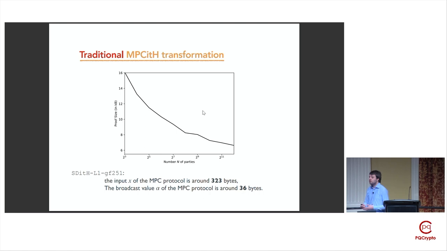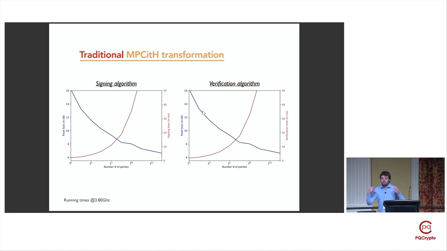It's what I call the traditional approach, because for a long time, it has been considered the state of the art of the MPC in the head framework. However, it is not free, of course, to increase the number of parties. We need to pay for it in running time, because the prover needs to emulate an MPC protocol in his head, meaning that if we increase the number of parties, the computation in his head will be more expensive. And it is the red curve for the signing algorithm and the verification algorithm.